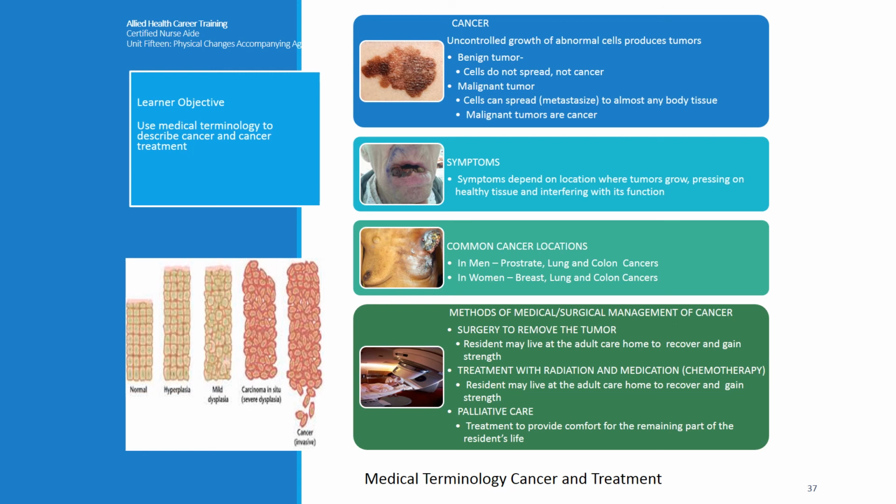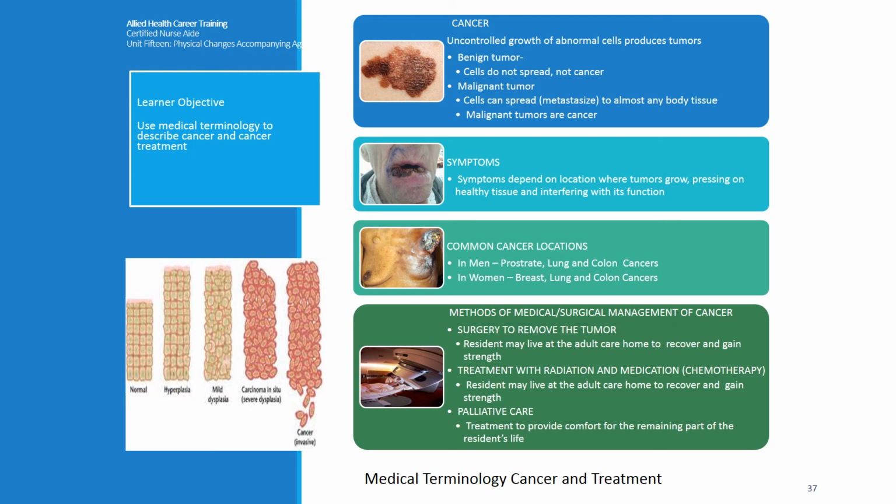So your symptoms are going to depend on where that tumor is growing, and it's going to press on healthy tissue and interfere with its function. Some different common cancer locations: lung and colon cancers will occur in both men and women, and men have cancer specific to the prostate, and women, a common site is breast cancer. Men can get breast cancer as well, but of course it's most common in women.